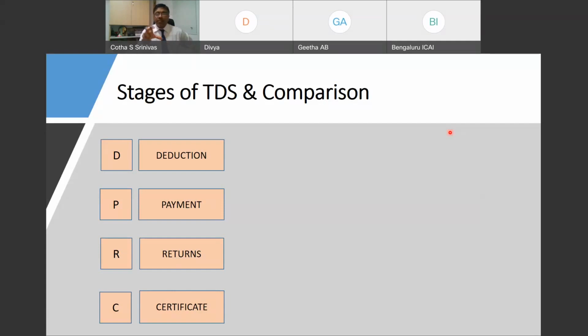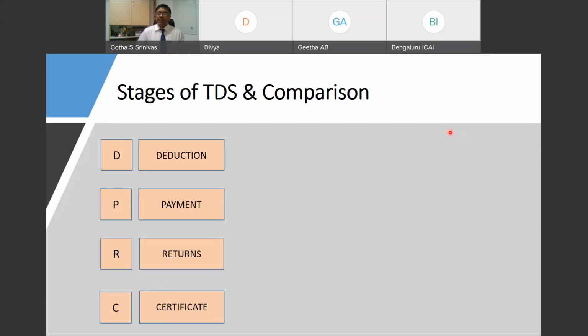In all these stages of TDS compliances, maybe 95% of the work is done by the deductor. So it's only deductor-based that all these provisions are there. With respect to the deductee, it's very little, maybe less than 5%. The activity of a deductee is there, but the majority of the process has to be done by the deductor.